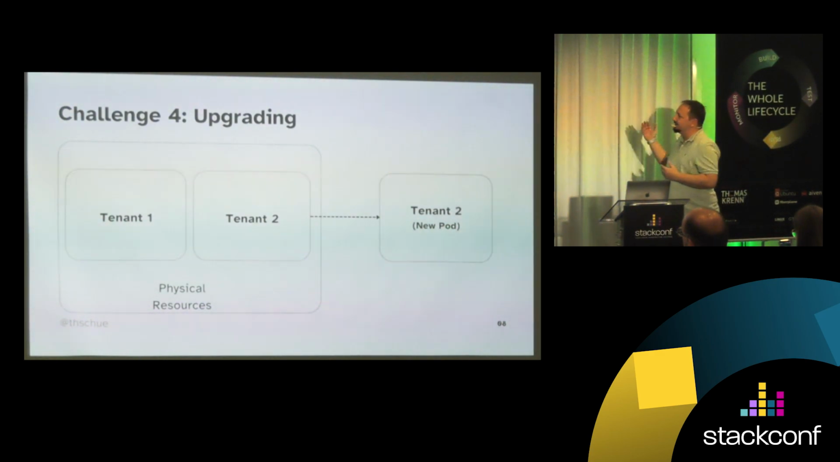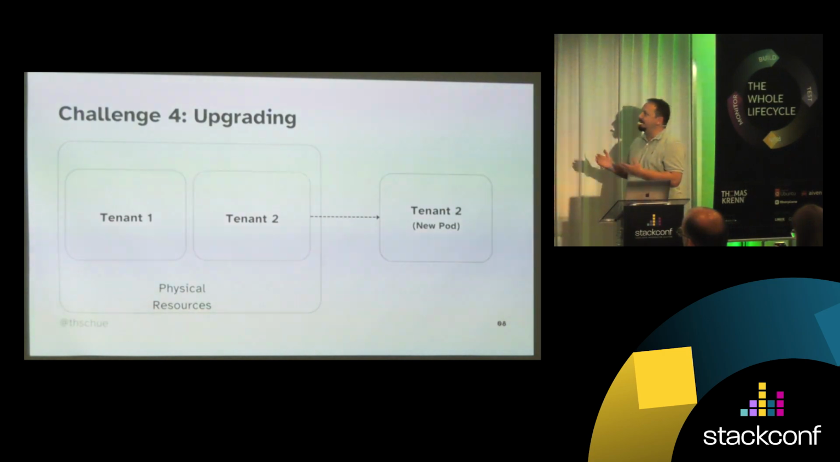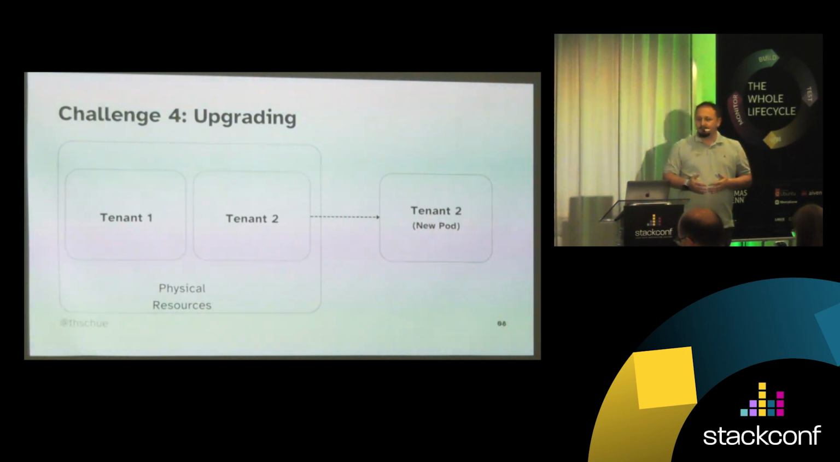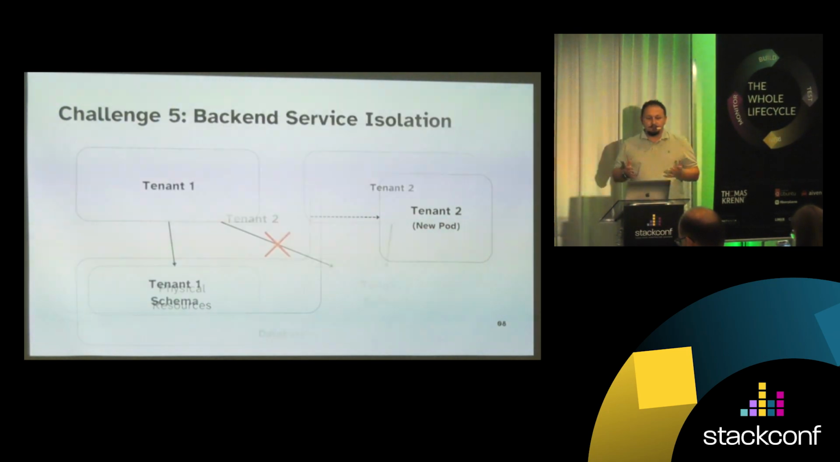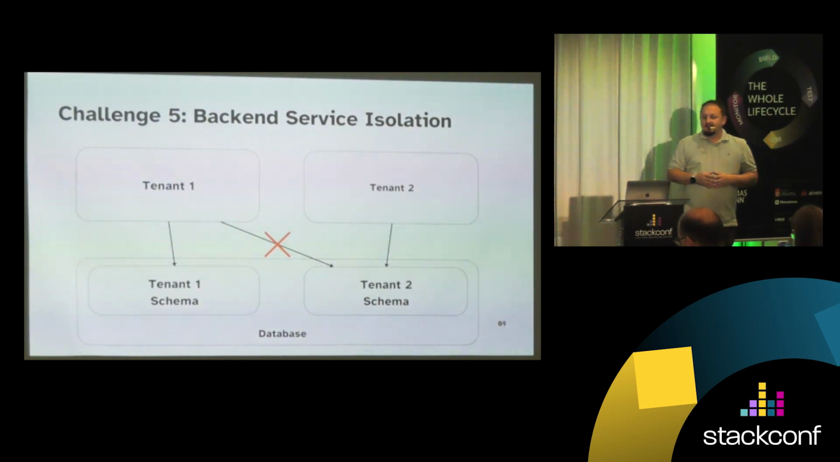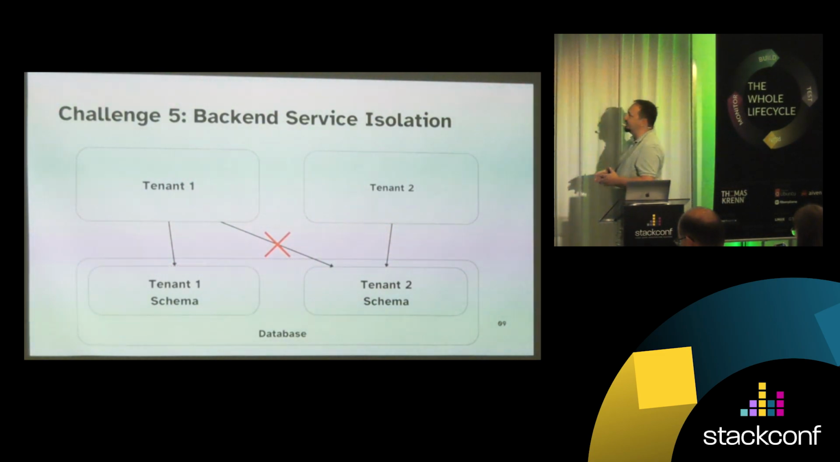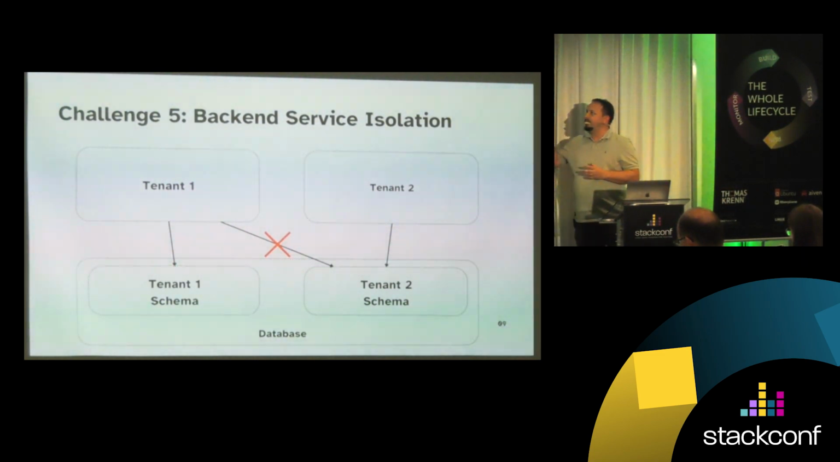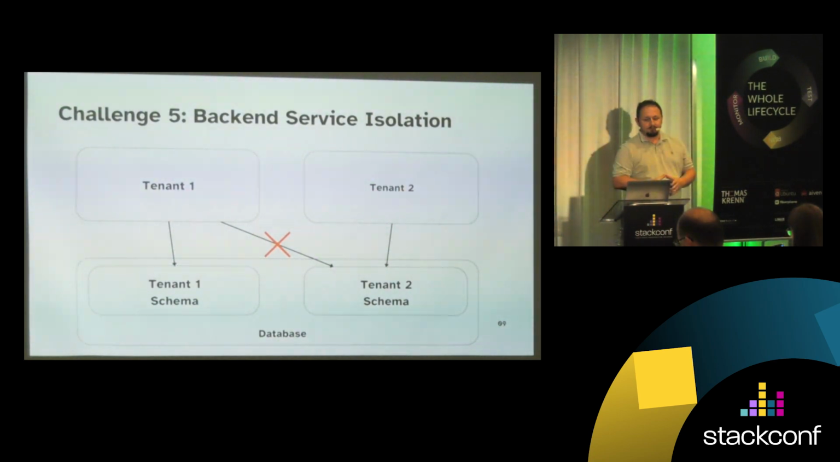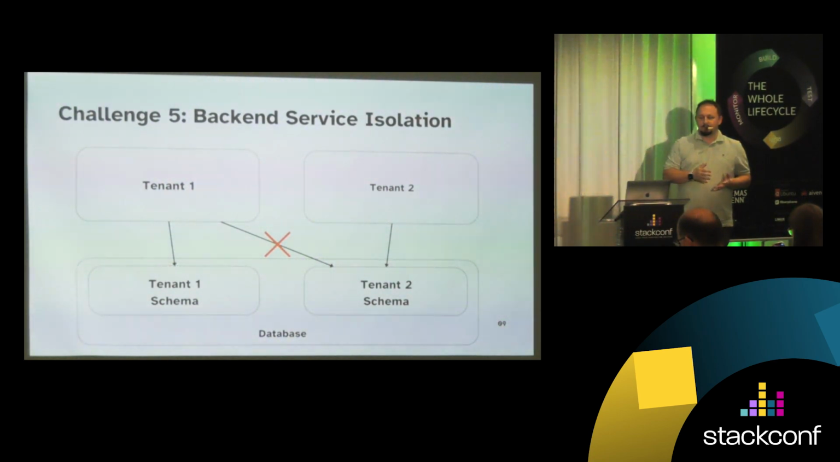So we always need to ensure that we have enough resources to also spin up new pods, and that we have enough resources. The same for backend services. So when we are using cloud services for our Kubernetes clusters, we should also ensure that they cannot access the foreign ones.